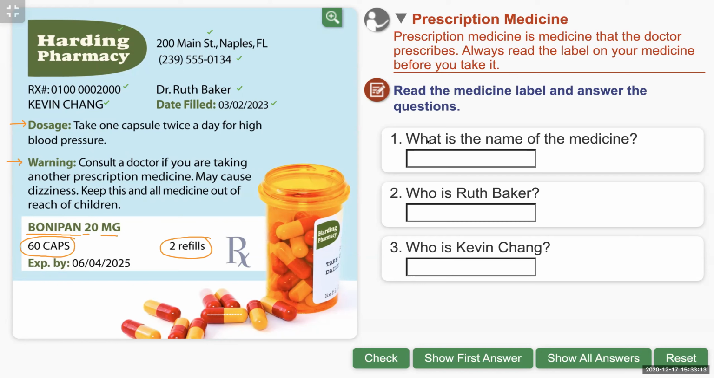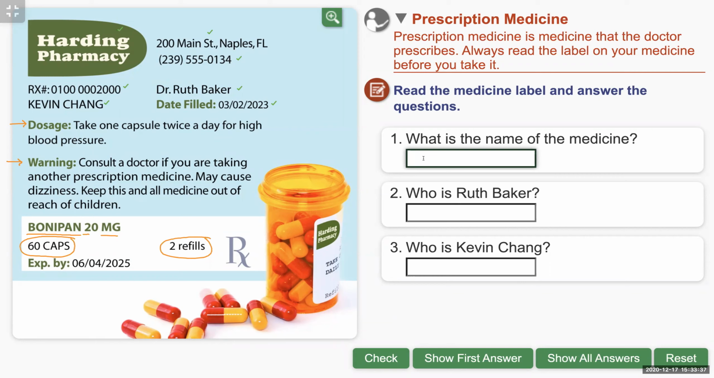Question 1, what is the name of the medicine? Question 2, who is Ruth Baker? And question 3, who is Kevin Chang? So let's go ahead and answer those questions quickly. Okay, I want you to again look at the label. Identify this information. If you need to pause, pause.